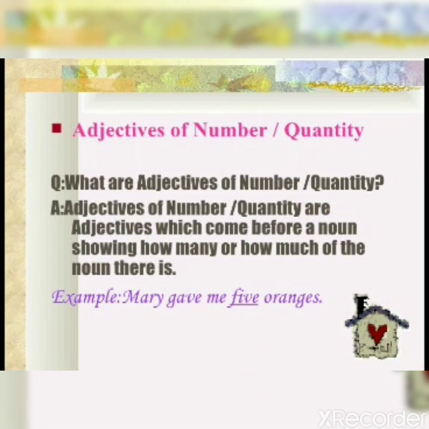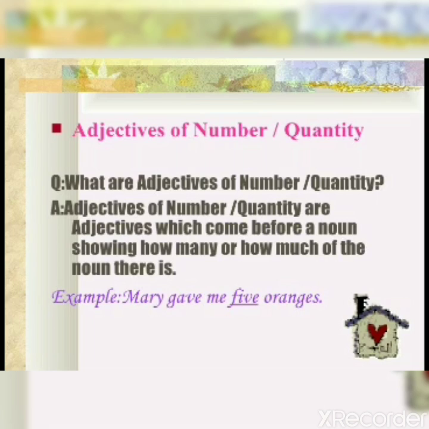Next kind of adjective is adjectives of number, or you can also call it adjectives of quantity. Now what are adjectives of number or quantity? Adjectives of number or quantity are adjectives which come before a noun, showing how many or how much of the noun there is. So basically, children, adjective of number or quantity gives you a fixed number or a quantity of something about how many or how much noun is involved in that sentence.